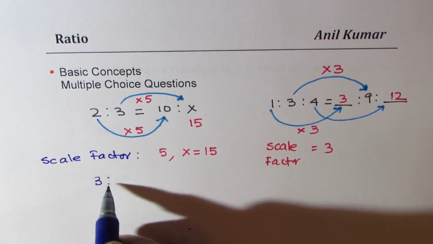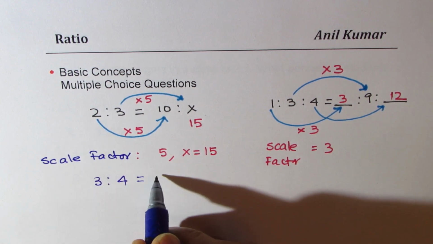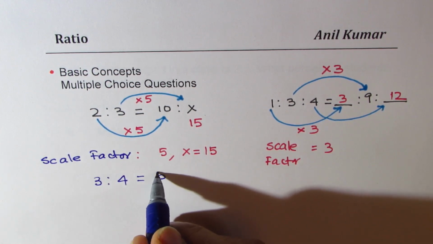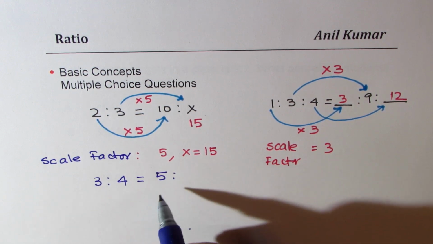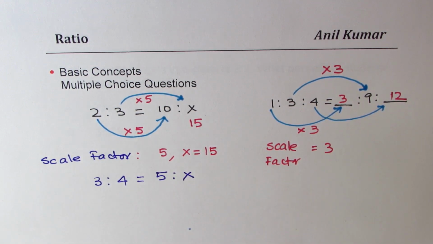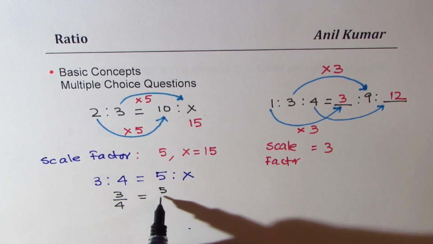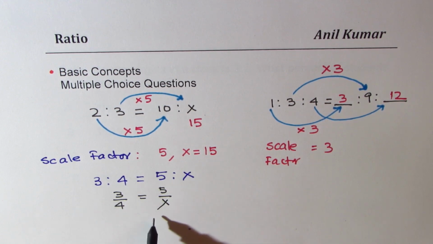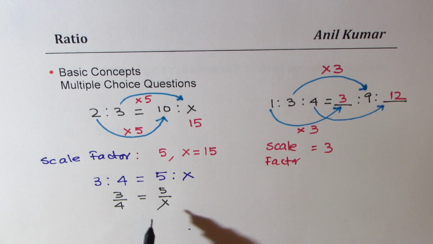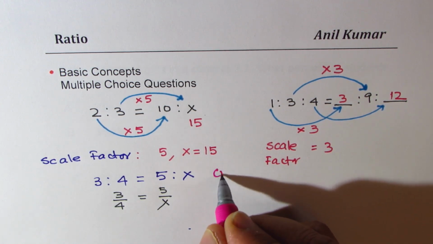Now, you could also solve these questions differently. Let me take another example. Let's say 3:4 equals to 5 is to x, for example. I've written 5; we'll get some decimal values. You could also write these in the form of fractions. That is to say, we could write 3/4 equals to 5 over x. And in such questions where it is difficult to get whole numbers, we could find the answers by cross multiplication. So here we'll talk about a strategy which is called cross multiplication.